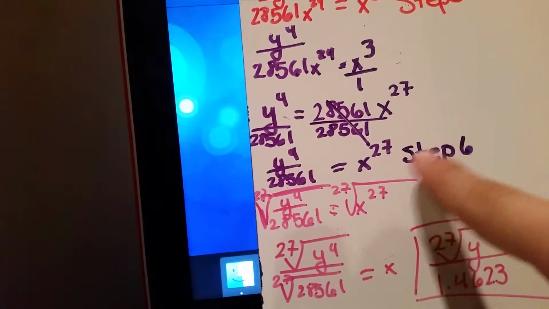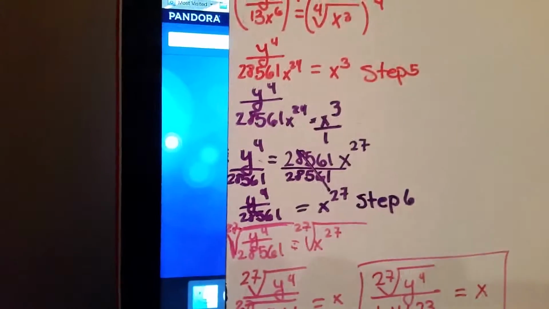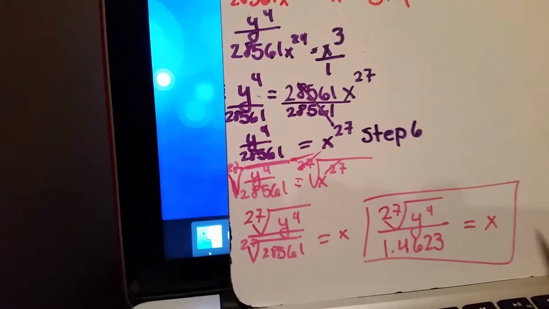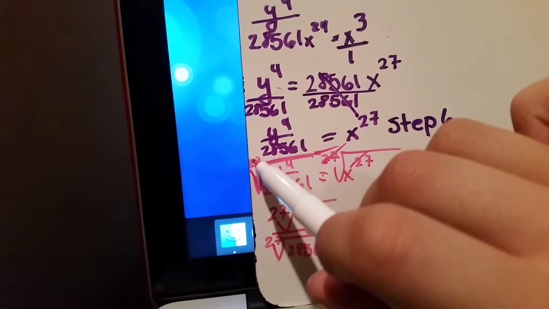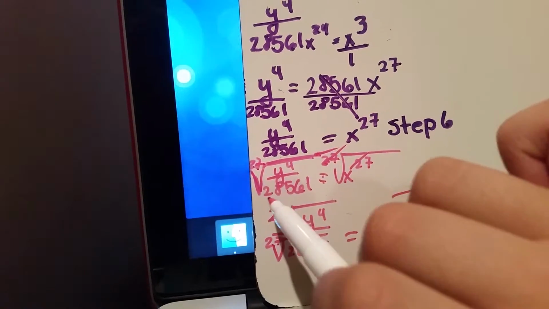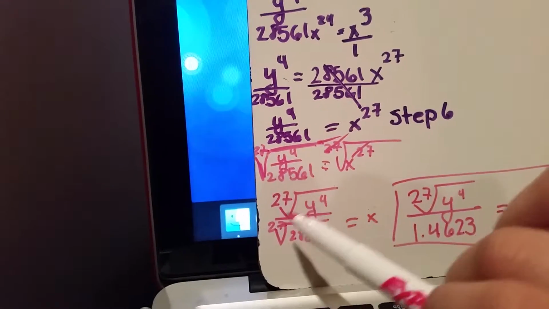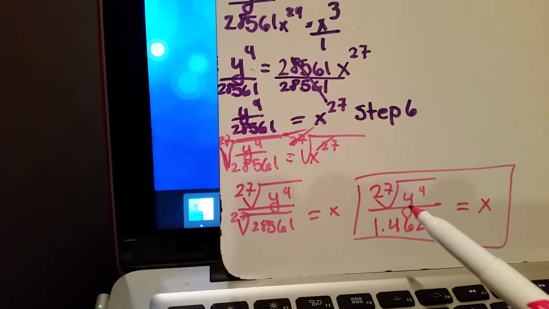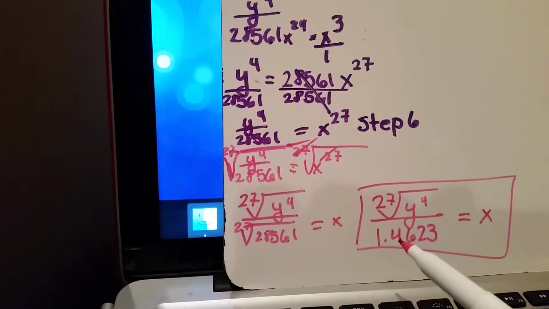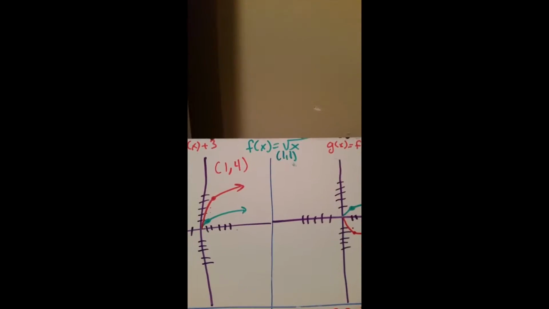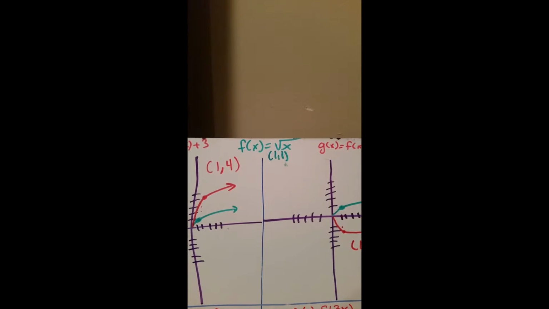Now, you want to get the x by itself, so you're going to take the 27th root to cancel out the 27s. And then you do the 27th root over the entire problem. Put the 27th root over each individual one to get the 27th root of y to the 4th over 1.4623 equals x.